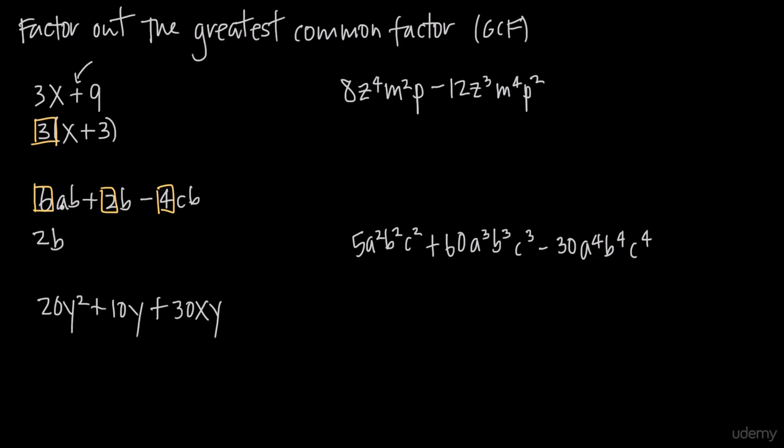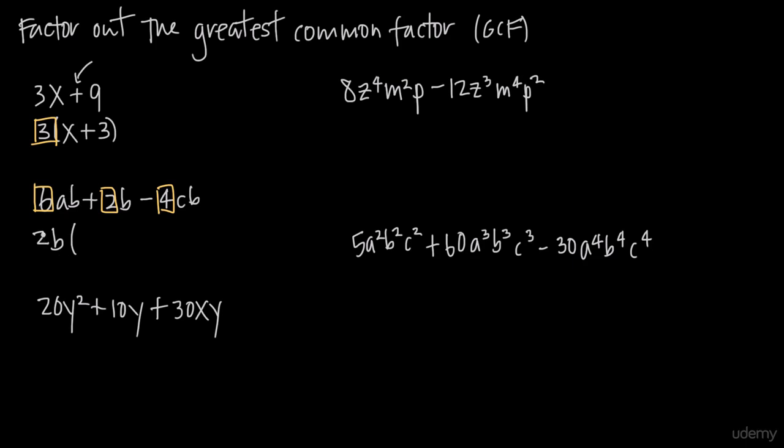We can't take out an a because a isn't involved in our second or third terms, and we can't take out a c because c isn't involved in our first or second terms. So our greatest common factor is going to be 2b, and now we need to figure out, what do we have to multiply by 2b in order to get back to 6ab?